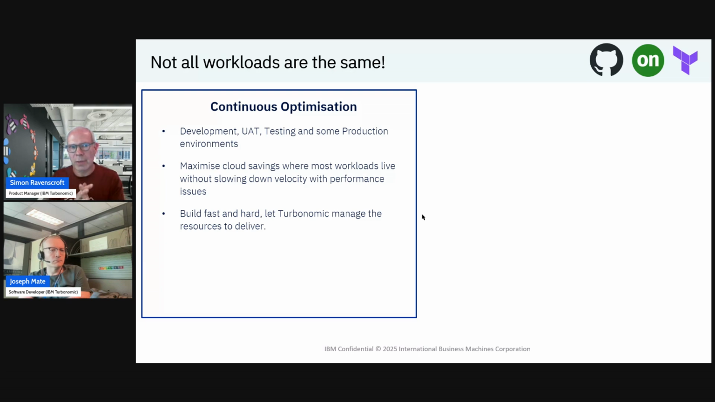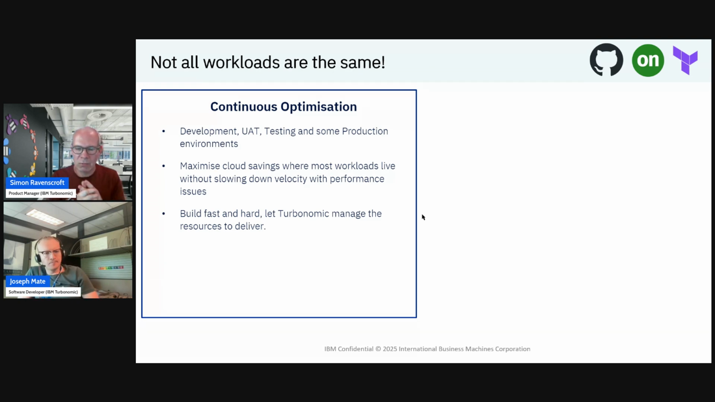But I wanted to talk a little bit about the topic of, well, not all workloads are the same, right? And we recognize that. Maybe some workloads you don't want to use a dynamic resource manager like Turbonomic against to automatically make these changes. But there are environments where this is really suitable and where most of the cloud savings and most of the cloud cost lives. And that's in development, UAT, testing, and some production environments. Typically that's where the bulk of the cloud cost lives, is in those workloads.